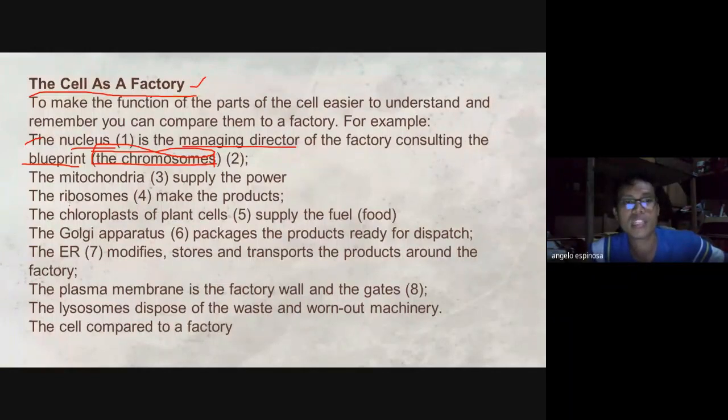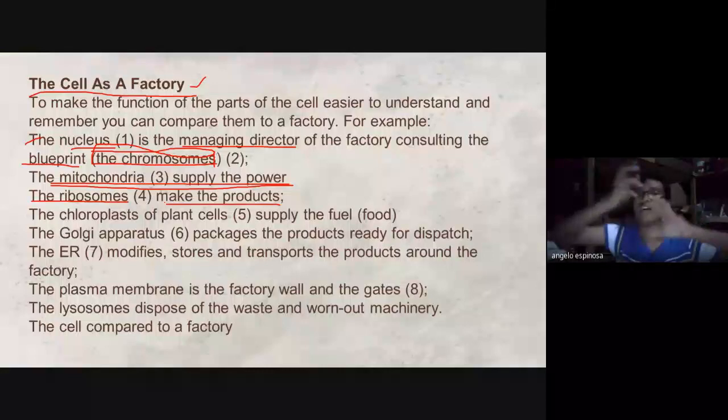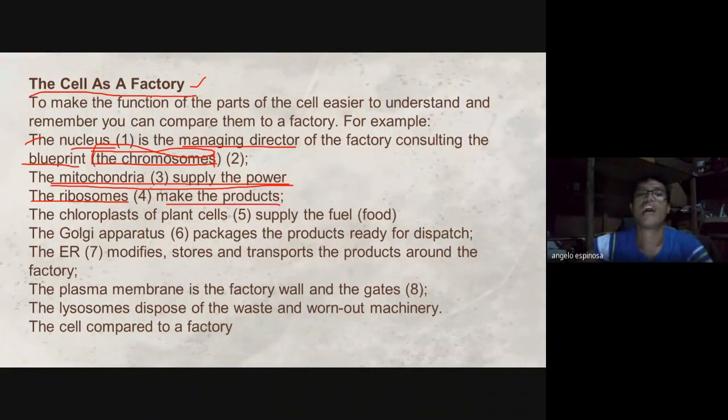And then the mitochondria supplies the power, the giving energy, di ba? Siya yung nagbibigay ng kuryente, yun, kaya nagpo-process sa factory. And number three is ribosomes, no? So ribosomes naman, it makes the products, which means the ribosomes in our body, it makes the protein. So si ribosomes yung gumagawa. Andun na yung processing happening.